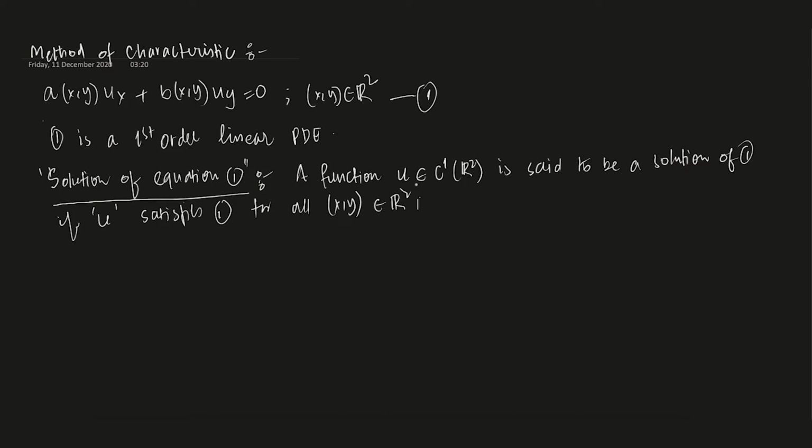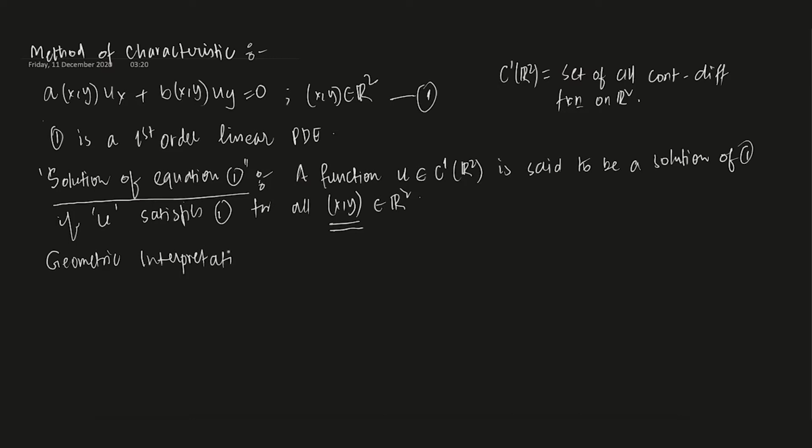First of all, you have to give the address of the function. The address is C1 of R2. If you remember, C1 of R2 is the set of all continuously differentiable functions on R2. So the solution is some function which satisfies this equation for all x,y in R2. Now we want to understand what the expression 1 means, and we want to do that geometrically. So first of all, we will look at the geometric interpretation, what it means geometrically.